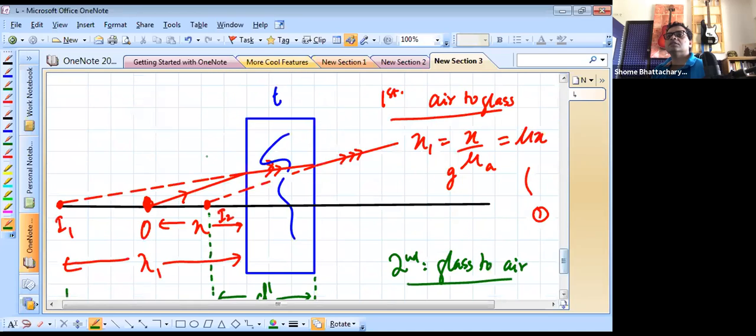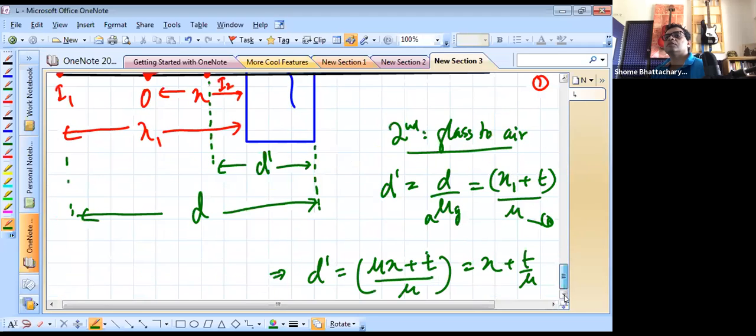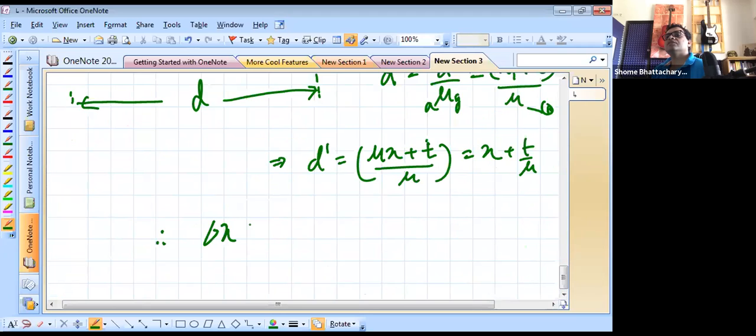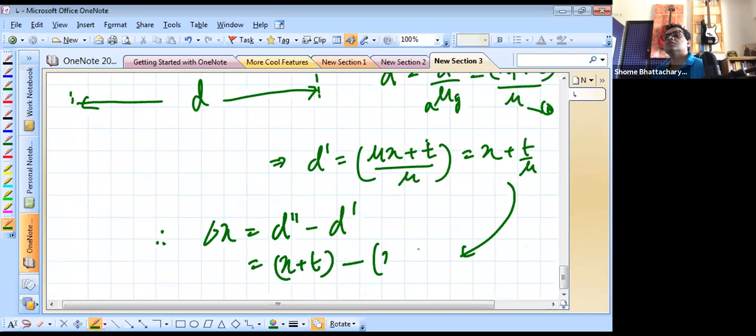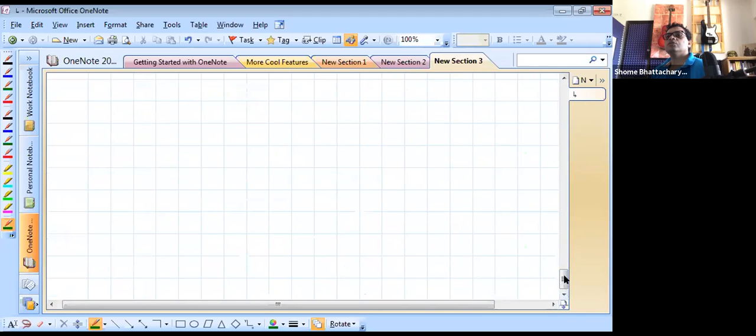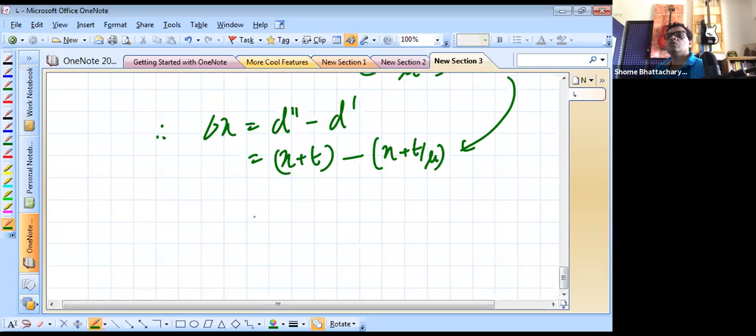And now finally I want to calculate this distance, delta x. For that, if I take this distance as d double prime, finally my delta x, which is the shift, is d double prime minus d prime. Now d double prime is just x plus the thickness of the slab, and d prime from here we just saw. Very easily you prove this. So the point is not just a proof. You will see how this can simplify things for us by a lot in certain types of questions.